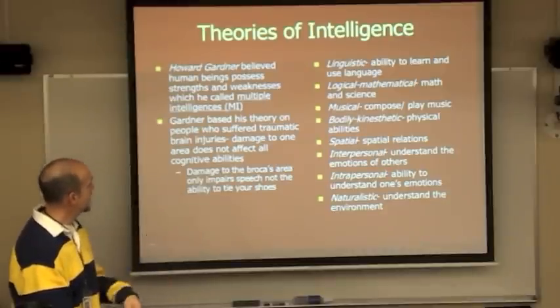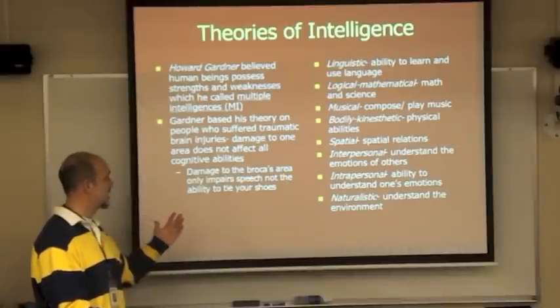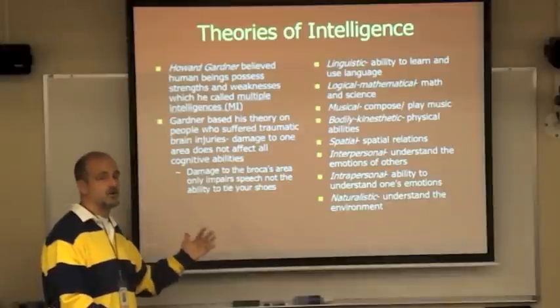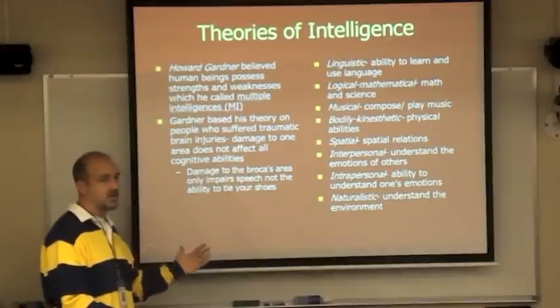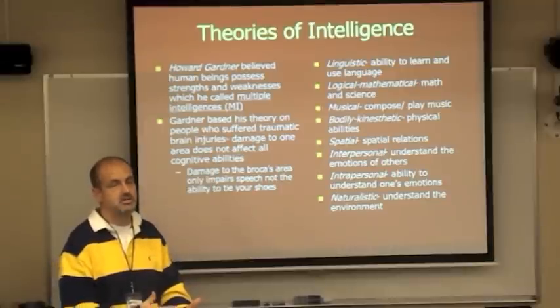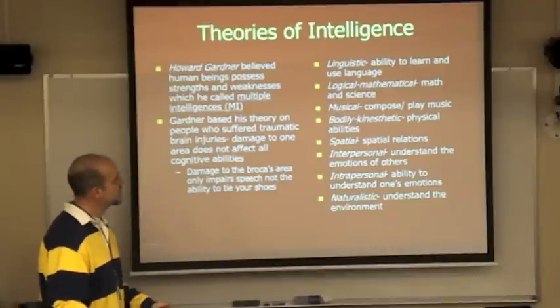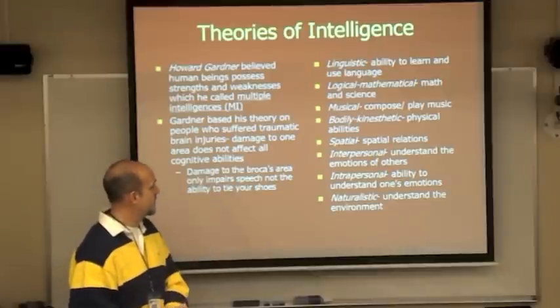Now, Gardner's theory was based on people who suffered traumatic brain injuries and had damage to one area, but they were still able to perform other types of abilities. And so what he was able to say is, even though one part of the brain gets damaged, the person is still able to function at other levels, which means that there has to be separate intelligences. Now, some of them, just to go through them, and very, very few times you'll be asked to recall this.